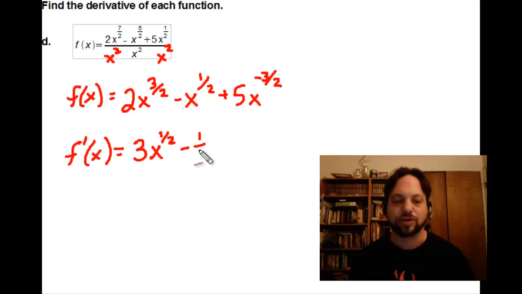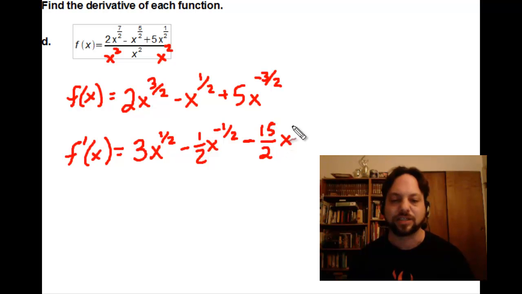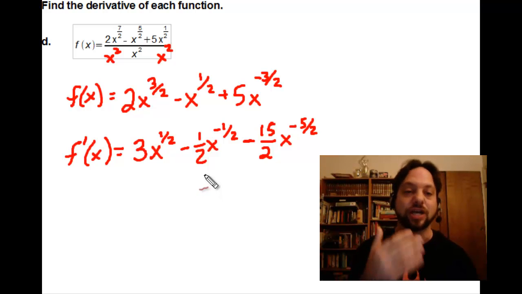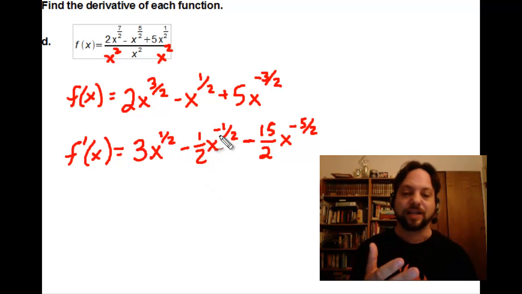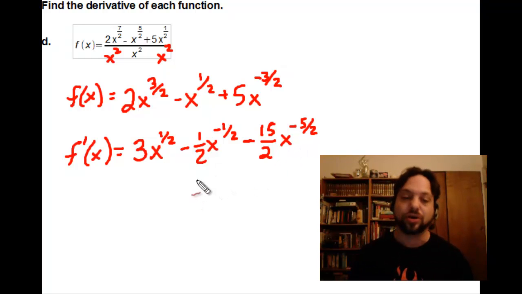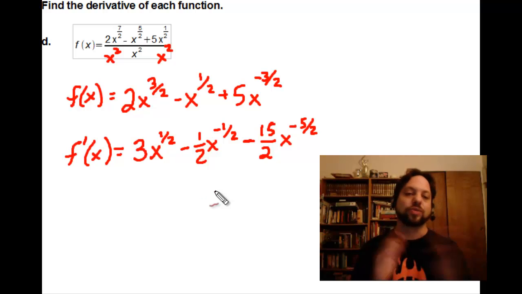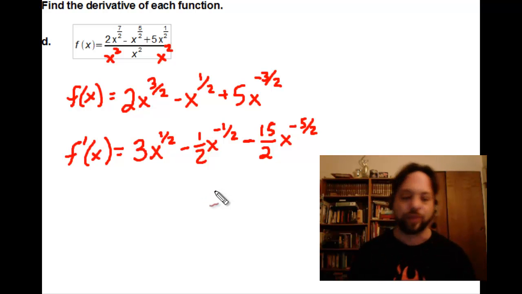For the second term, we can drop the 1/2 down. X, if we subtract 1 from this, we'll get x to the negative 1/2. And finally, here, 5 times negative 3/2. That's kind of ugly, but no big deal. It'll be minus 15/2 x to the negative 5/2. Now, at this stage, do you really want to simplify these negative exponents by bringing them down to the denominator? You could, but it would be pretty nasty, and there's really no reason to go about doing it. I'm not even going to write it here.